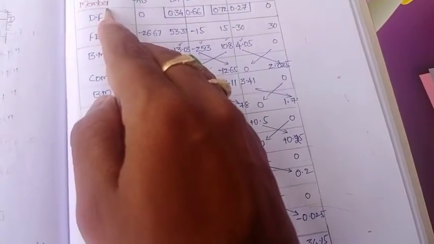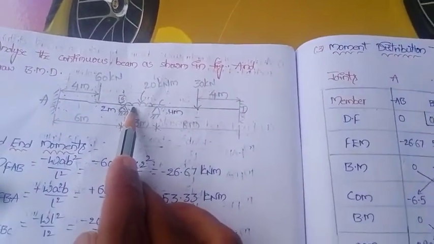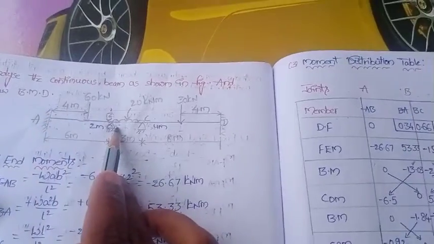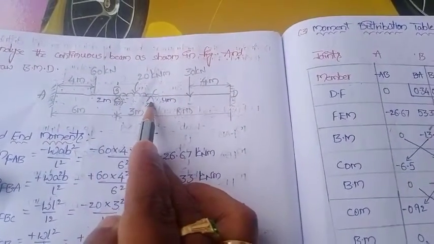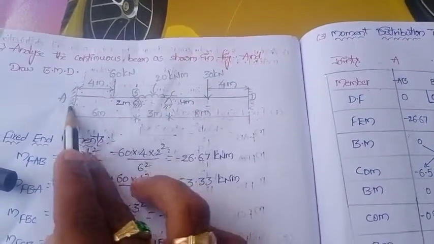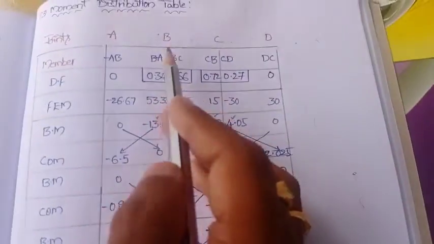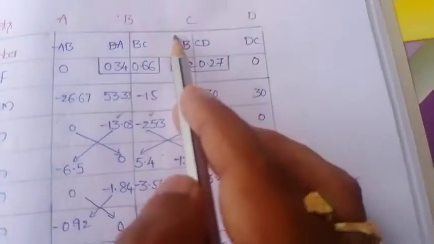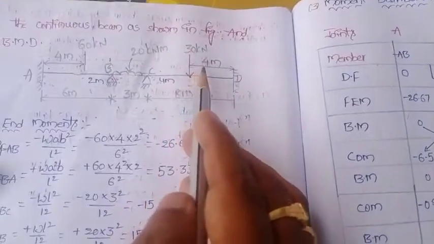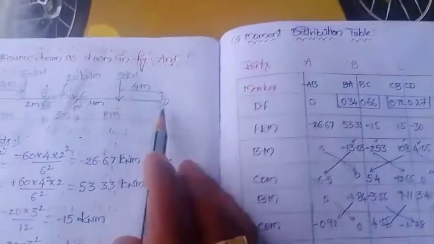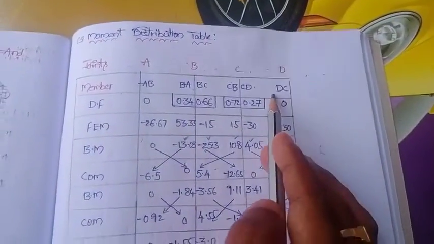So members. A to B. For the joint A, only A to B is there. Here B is a joint, C is a joint. That means these two supports are intermediate supports. So BA, BC. Next for joint C, CB, CD. Next D, last D, CD. Last one DC, we have to take DC.